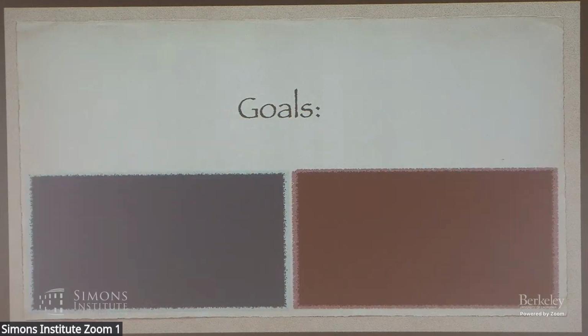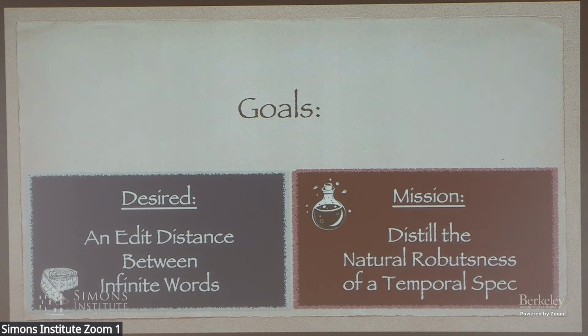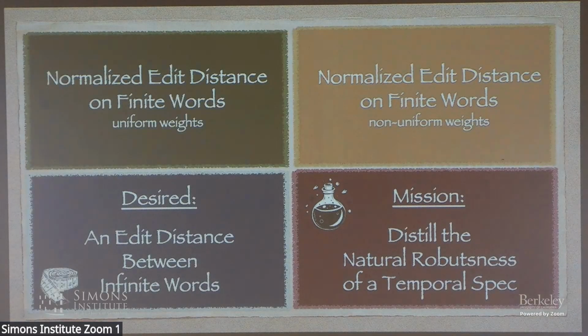My main goals when I studied this subject: the first one was that I wanted to have an edit distance between infinite words, and I'm going to explain in a few slides why I think this was an important question. The other one came from a very different direction. I wanted to distill what I call the natural robustness that hides in a temporal specification. This is also something that came up a lot here: a temporal specification is a binary classification of the words into satisfying and dissatisfying. Sometimes you need a much finer classification, and I wanted to find a finer classification that captures robustness. While these are my motivations, I'm going to speak a lot about a normalized edit distance for finite words, and we're going to discuss it with uniform weights and with non-uniform weights. I'm going to spend quite some time on this.